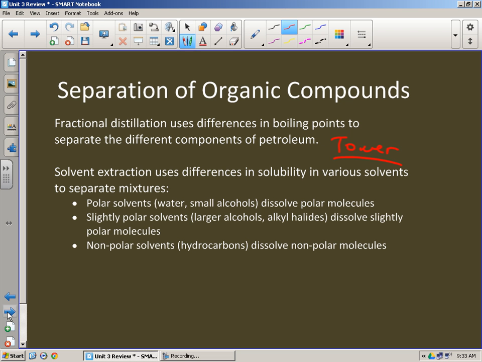The highest boiling points are at the bottom, and of course as you go up, the gases cool and they start to condense as you go higher up. And the lower boiling points are up at the top there.